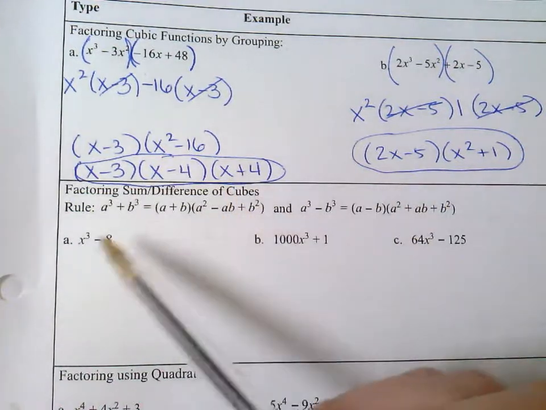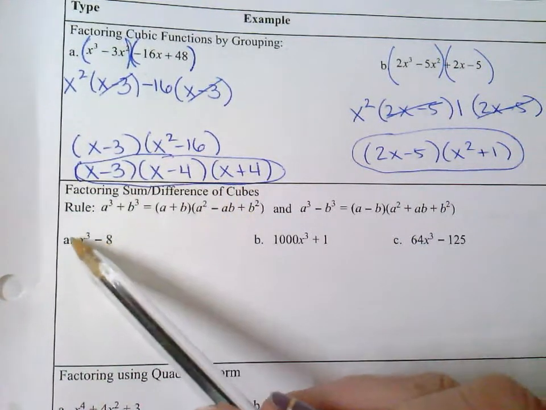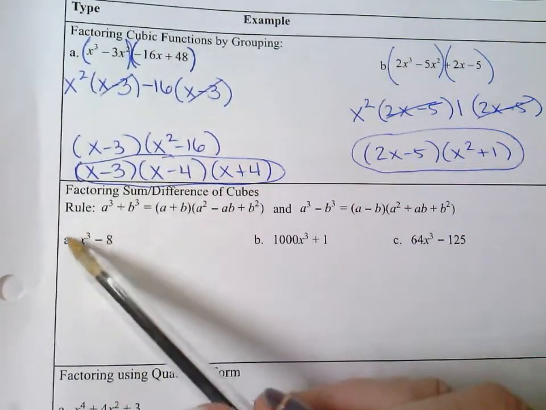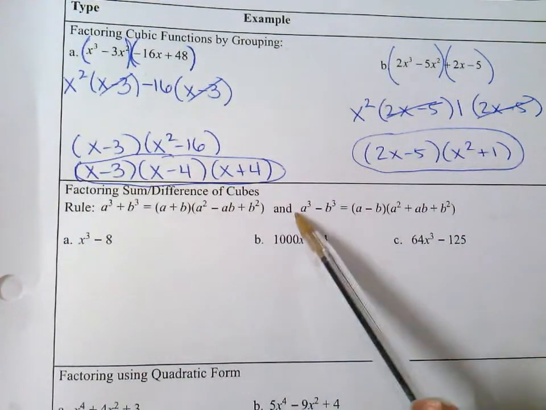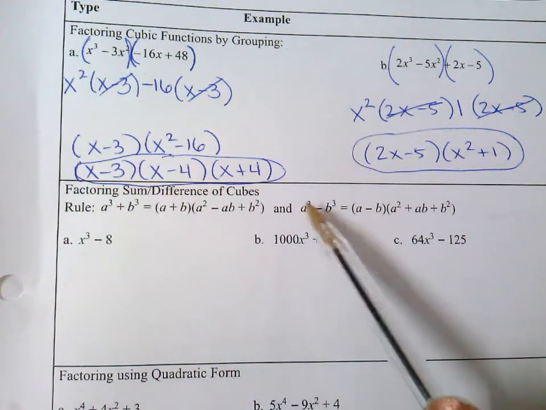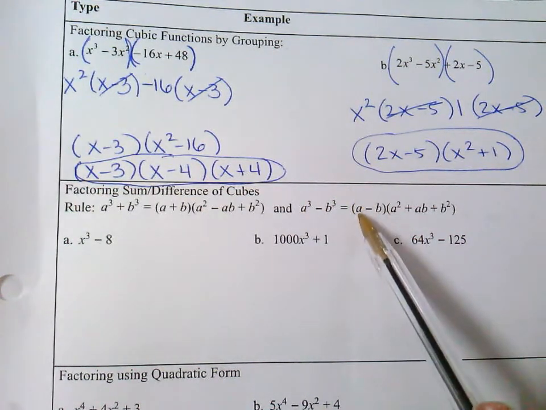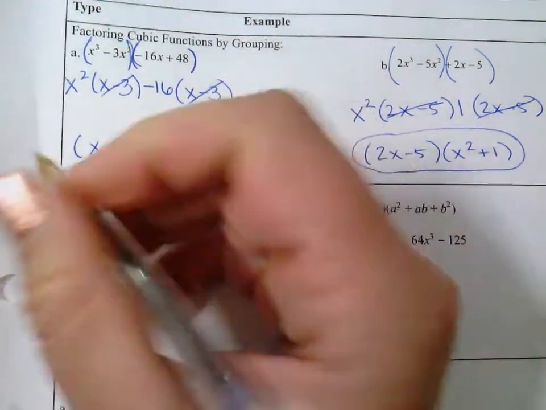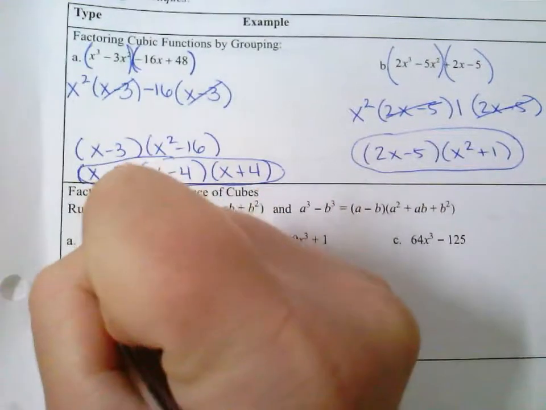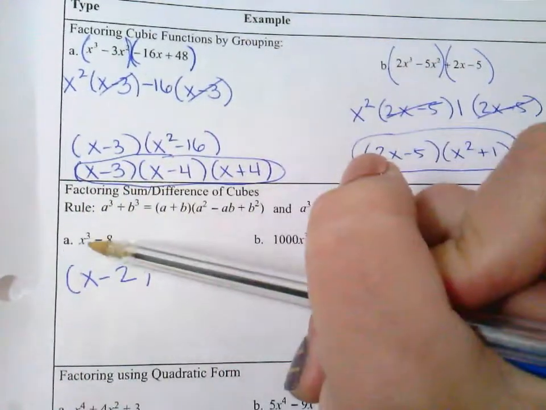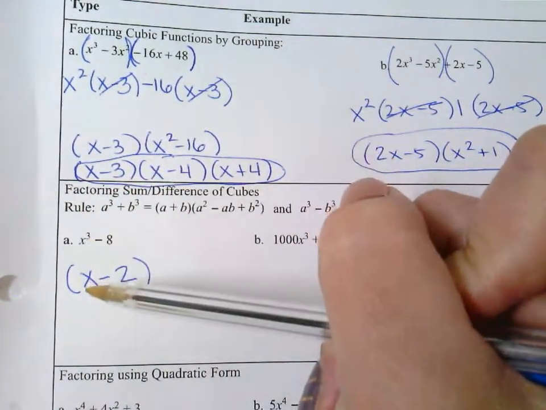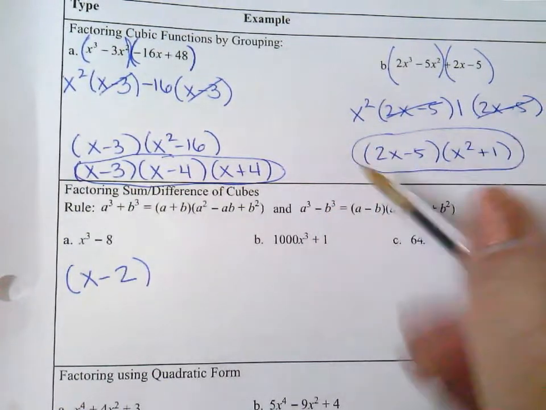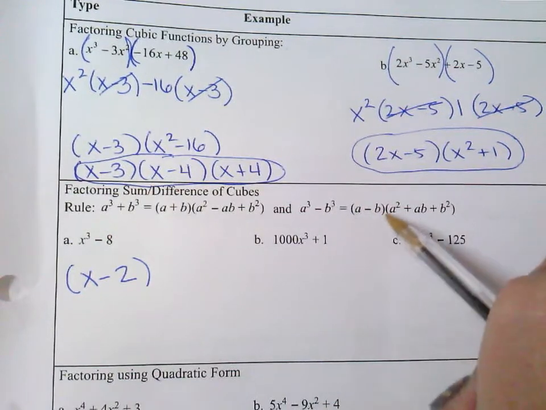So what you do is this is your a cubed term and this is your b cubed term. So for this first expression, we're looking over here because it's a cubed minus b cubed. So basically you're going to take the cube root of each of the terms and that becomes your first parenthesis. So my first parenthesis is going to be x minus 2. The cube root of x cubed is x, and the cube root of 8 is 2. And I'm looking at the minus sign. There's a minus sign in this first binomial.